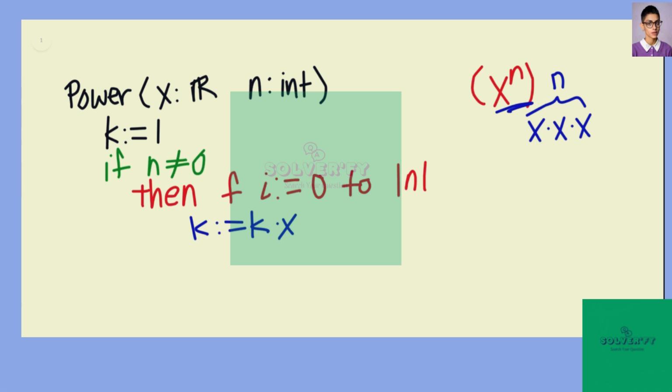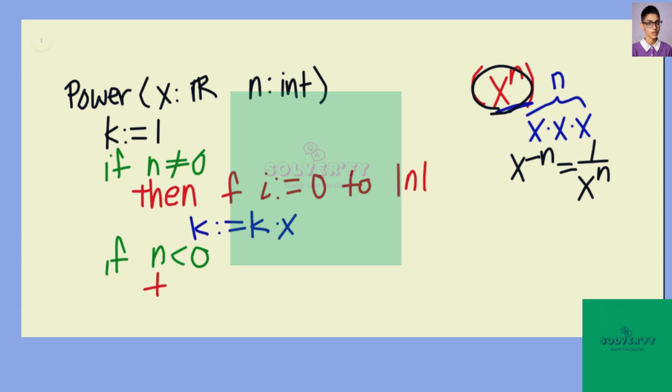Okay, but what if there's also the case where n could be negative, right? So just in case n is less than 0, well, when n is negative, then x to the negative n is also just equal to 1 over x to the n. And we found x to the n, so all we really have to do is then take 1 and divide it by what we have. So we'll set k equal to 1 over itself, which is what we had previously found.